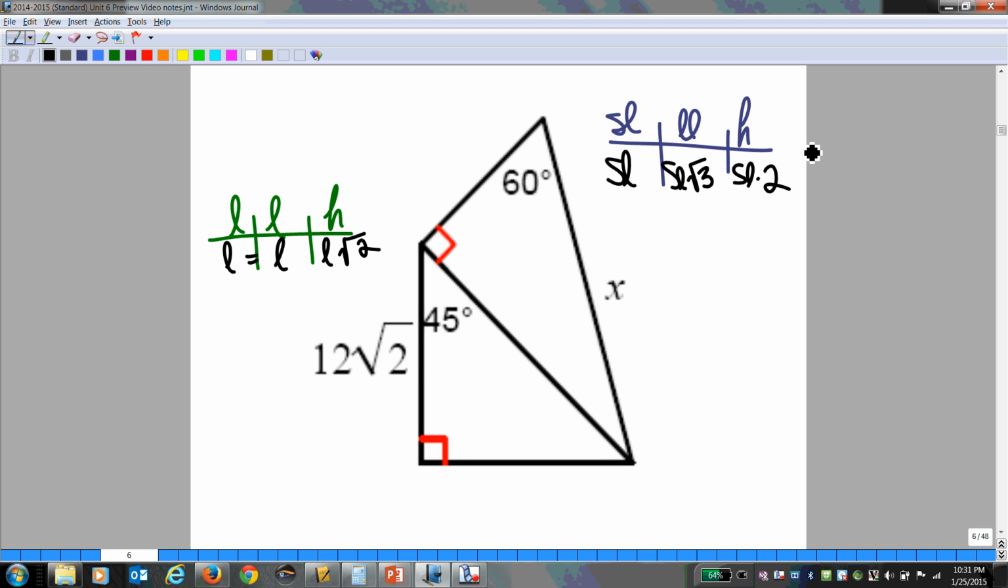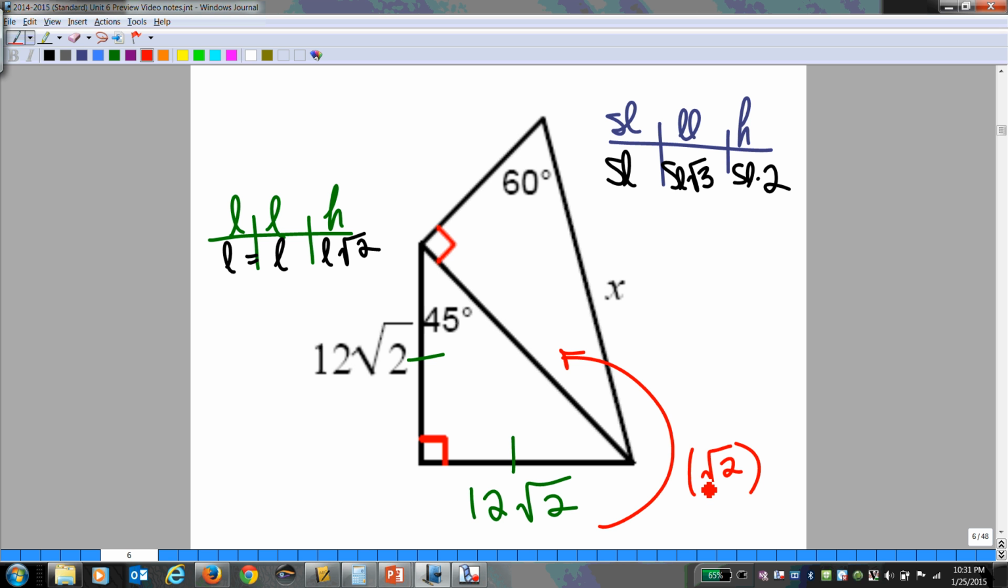All righty, welcome back. So here we have our legs, and our legs are equal. So this is obviously 12 root 2 because the legs are equal. To go from here to here, we times by root 2. And 12 root 2 times root 2 is basically 12 times 2, which makes this 24.